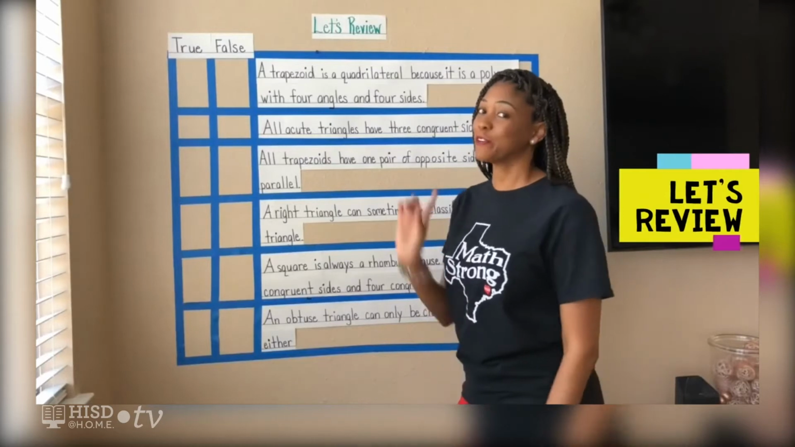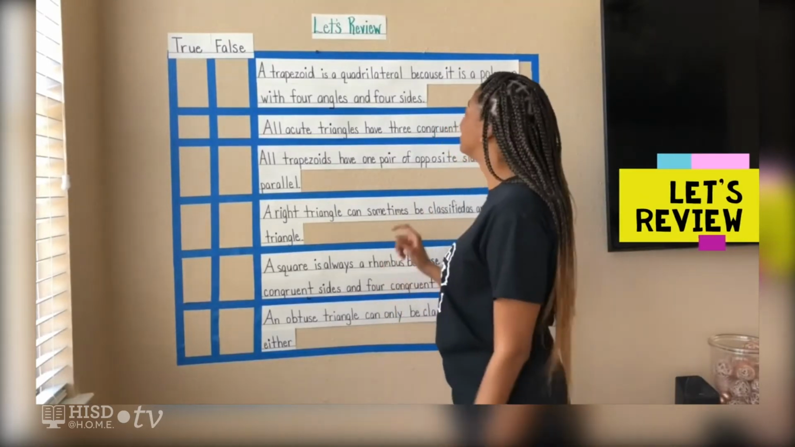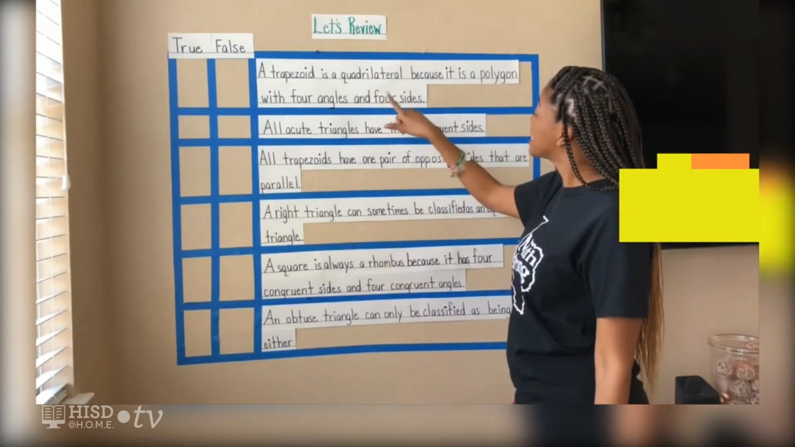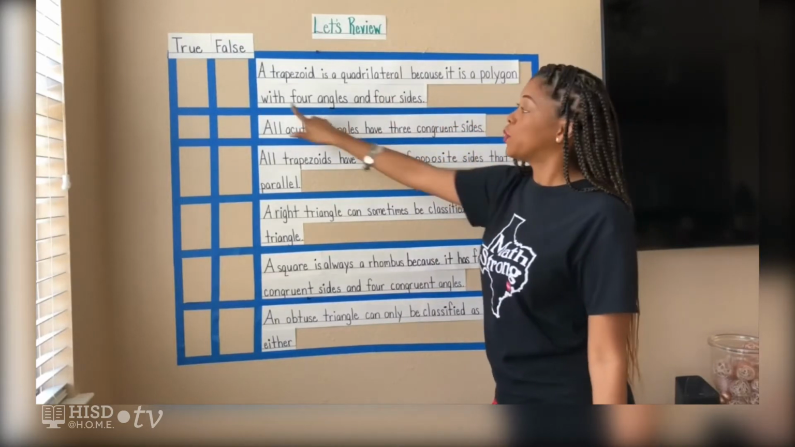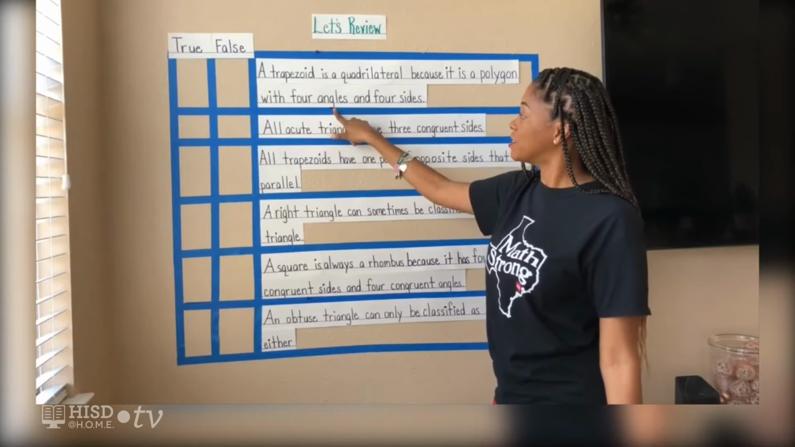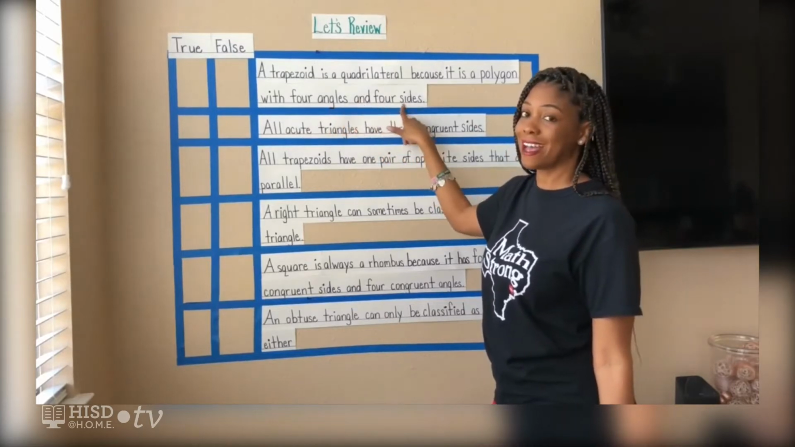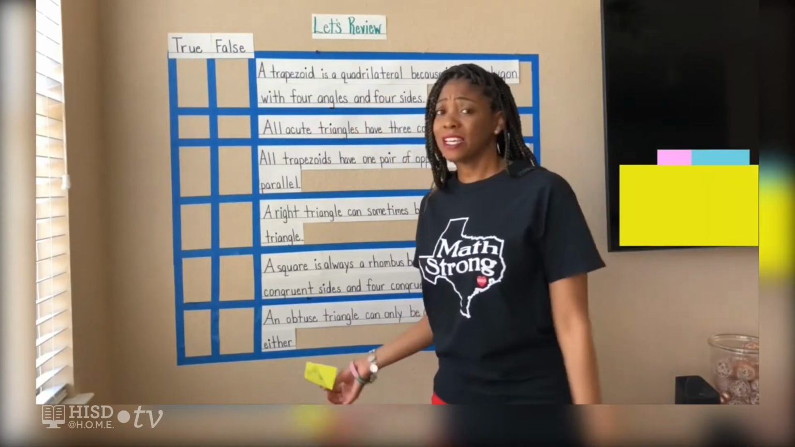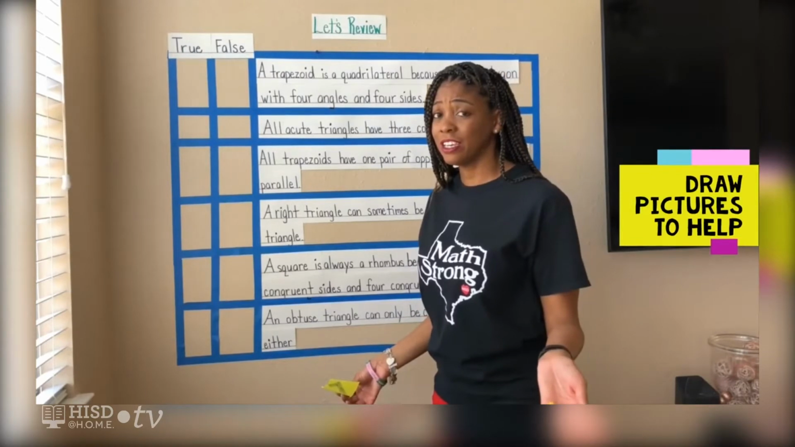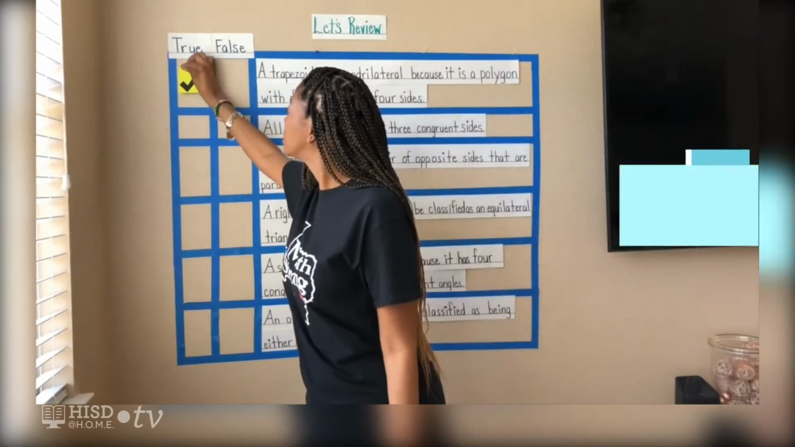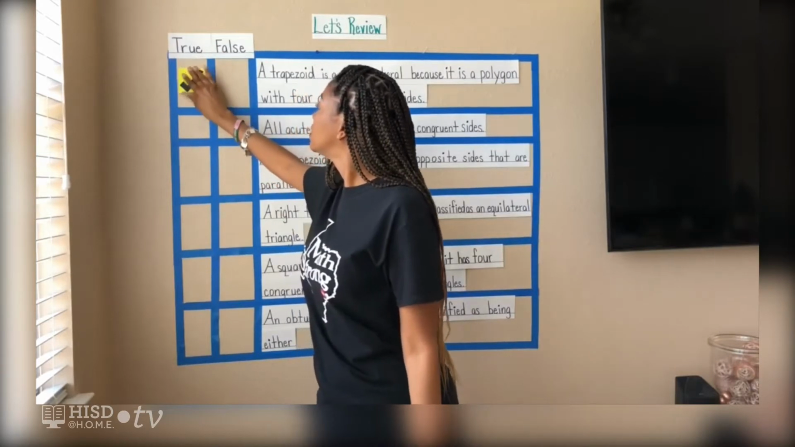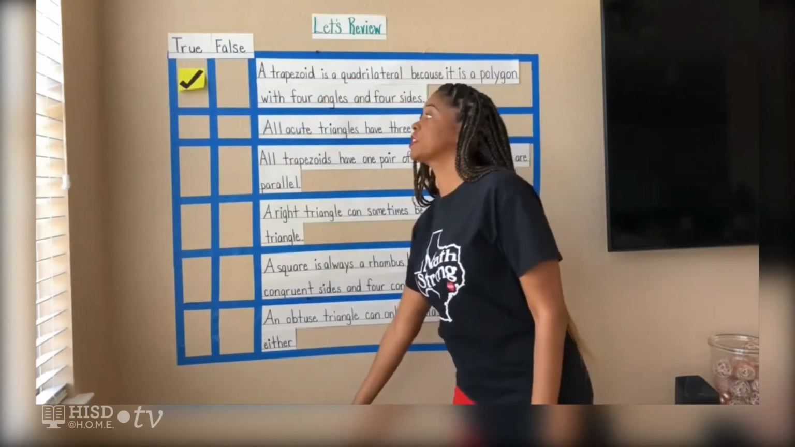Let's start off with reading our first statement. A trapezoid is a quadrilateral because it is a polygon with 4 angles and 4 sides. I'm gonna say it's true. What do you think? You agree? So let's put true. So we're gonna say true for that statement.